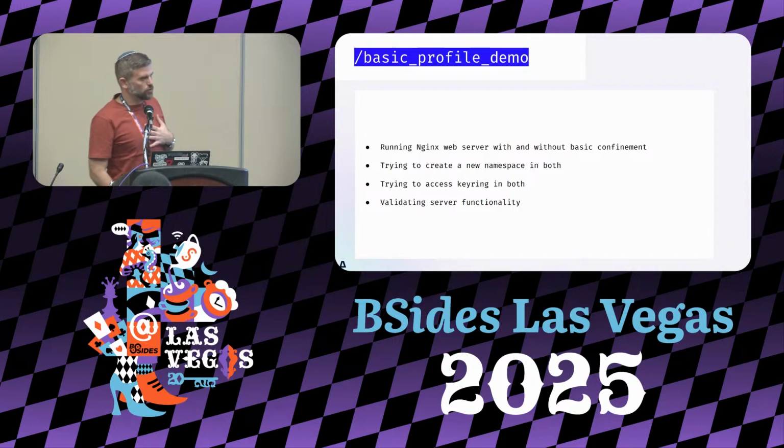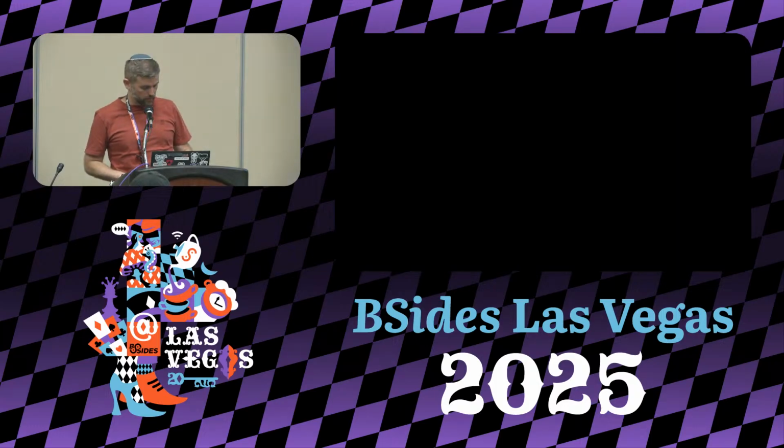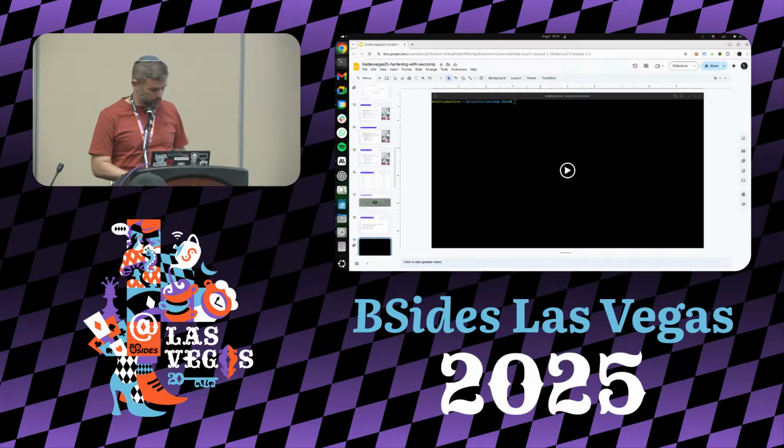So I'm going to show you a simple demo. I just wanted to do a little showcase of how the basic profile in Docker works and what kind of things it prevents. I'm going to run two nginx containers, one with the basic profile and one unconfined. I'm going to try to create a child namespace in both of them, and I will try to access the kernel keyring in both, and I'm going to show you that the server is still running.